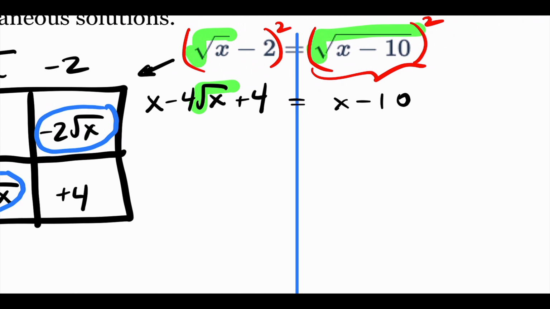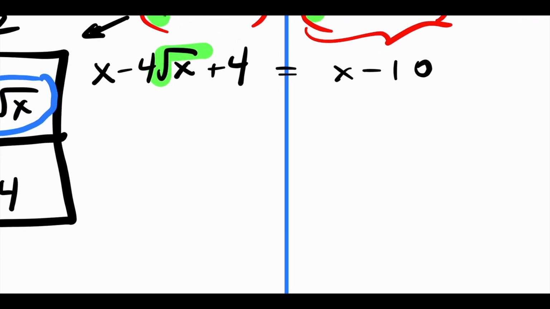So what do I need to do first to get the root by itself? 3 things I need to do to get the root by itself. What's the first thing? Combine any like terms if I can. So when I say combine like terms, it's on the same side. There's nothing on the same side I can combine. But how do I get rid of this 4 here? I'm going to subtract 4 from both sides.